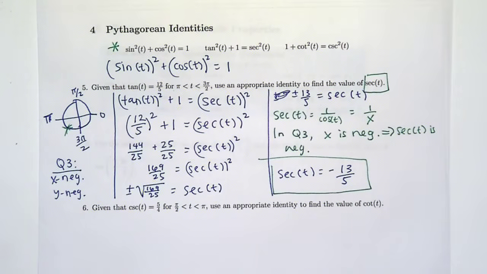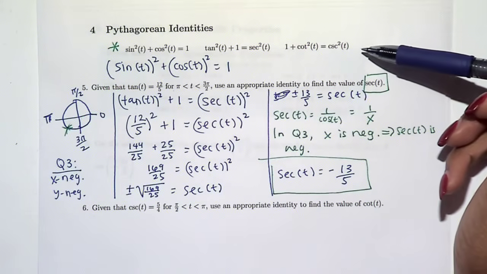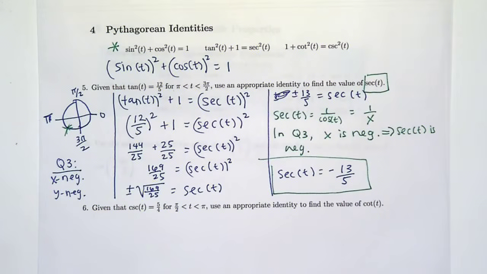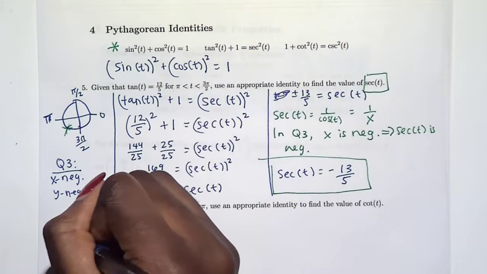All right, so we're given information about cosecant, and we want to find the value of cotangent, so that means we're going to use something that relates the two of them, perhaps the Pythagorean identity. But before we do that, let's set up where on the unit circle we're working. Given that cosecant t is 5 over 4 for an angle between pi over 2 and pi, let's talk about what quadrant that's going to be in.